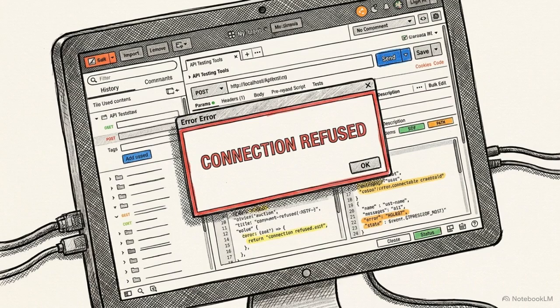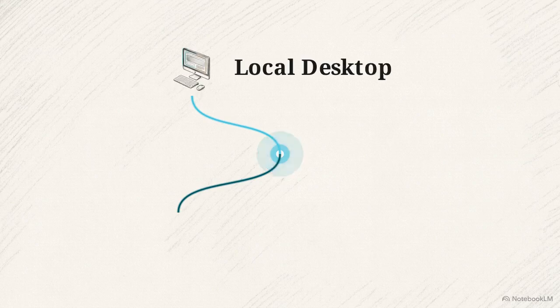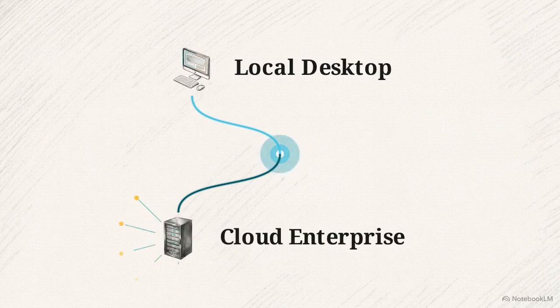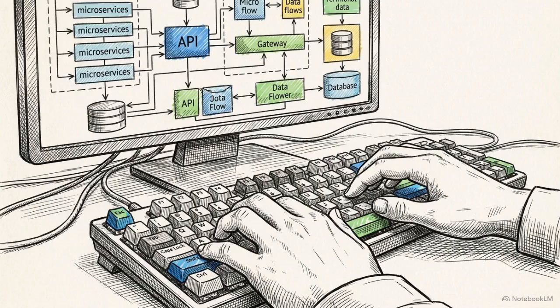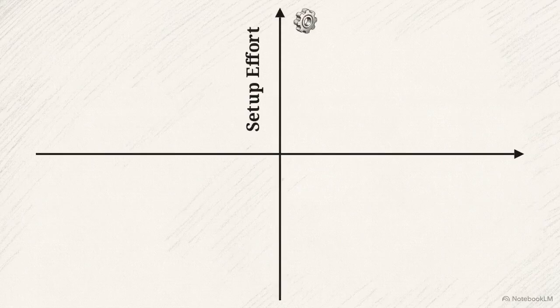The collapse of the default tool leaves behind a fragmented market. The software is split between simple, local desktop applications and massive, cloud-based enterprise platforms. Choosing a replacement determines how much time you'll spend configuring environments versus actually testing code. You have to match the tool to the technical scope of the task. This chart shows our evaluation framework: setup effort versus testing scale.